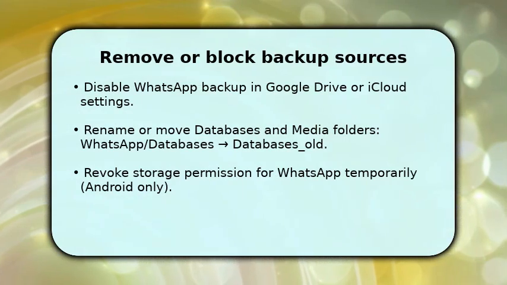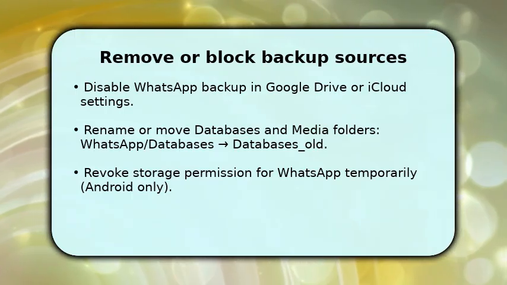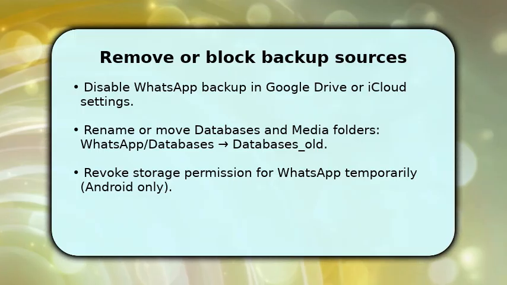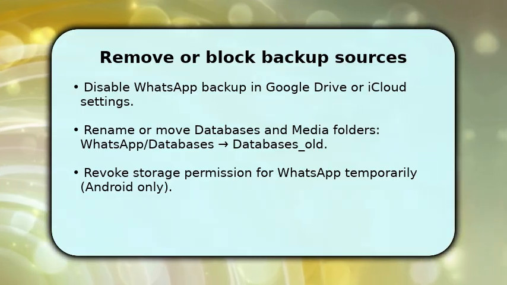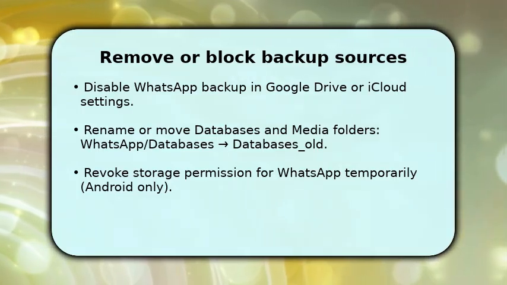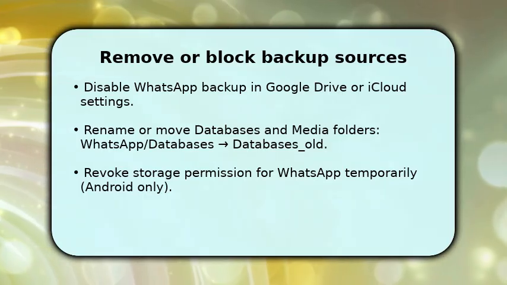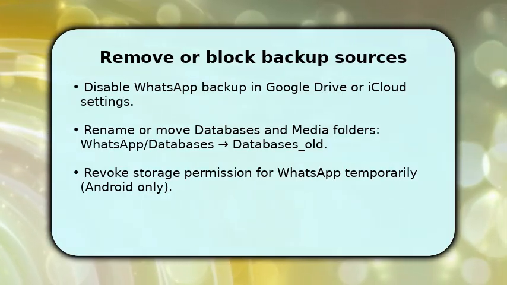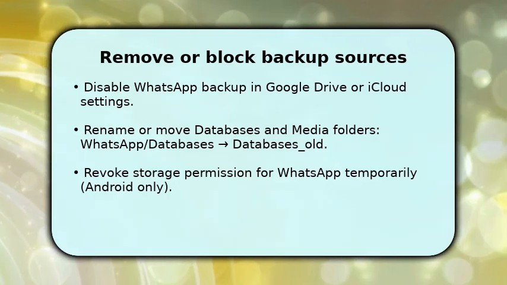Now you stop the sources. Go into Google Drive or iCloud settings and disable automatic WhatsApp backups or delete the latest backup file. This prevents cloud restore. On the device, rename or move /WhatsApp/databases and the media folder so WhatsApp can't find local files. Use names like databases old.